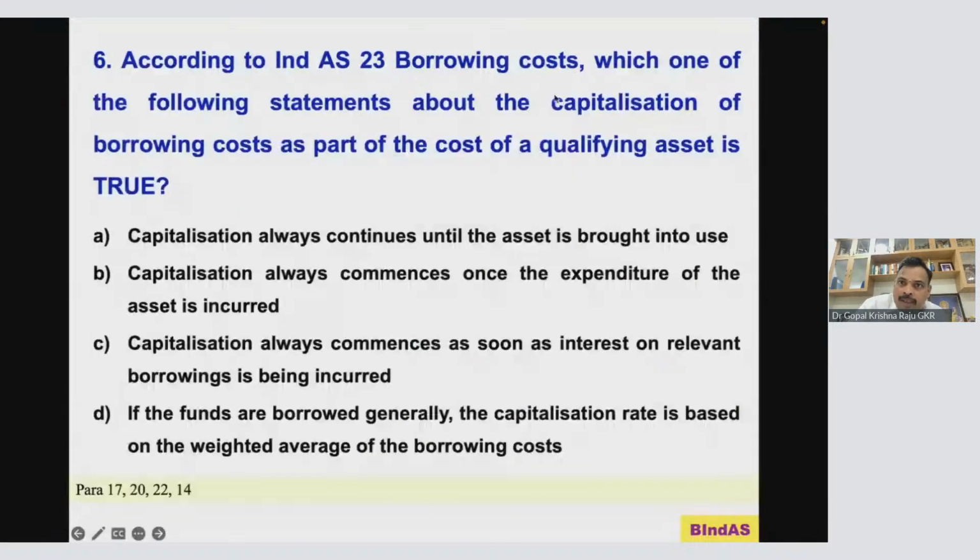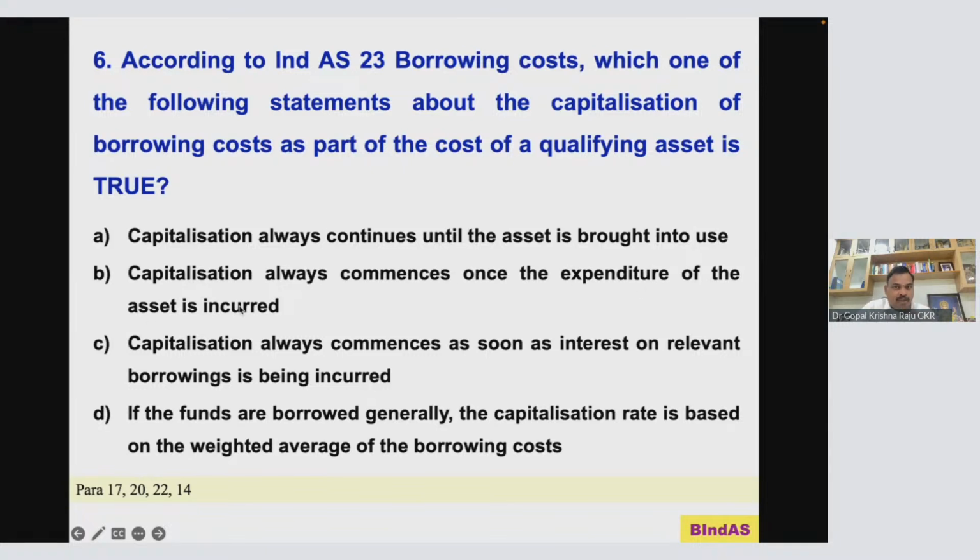According to IndAS 23 borrowing costs, which of the following statements about capitalization is true? Capitalization will continue until the asset is brought into use. So can we say continue? Because in between there can be suspension also. So it cannot be true. Capitalization always commences once the expenditure on the asset is incurred.